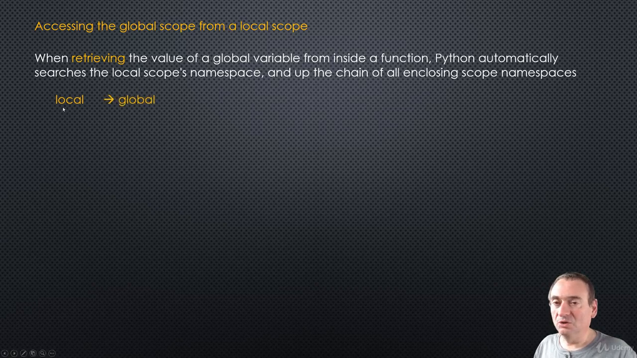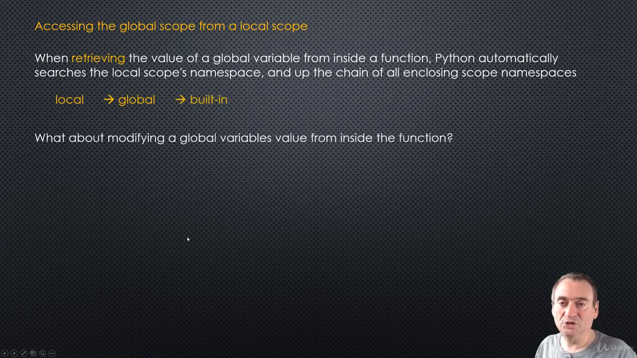So it starts at the local, goes to global, and then we'll see that we can have multiple locals in between. But for now, let's assume it's just a function inside a module. So it goes from local to global to built-in, right? That's the way it searches for that particular label.